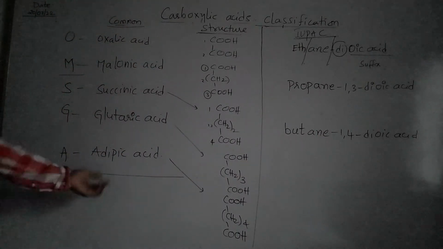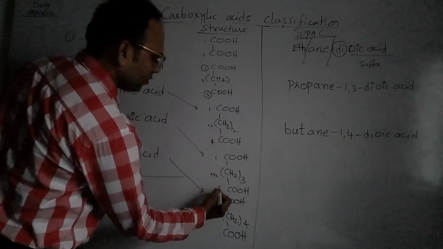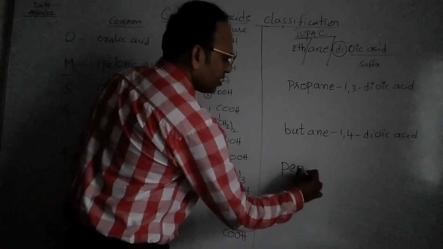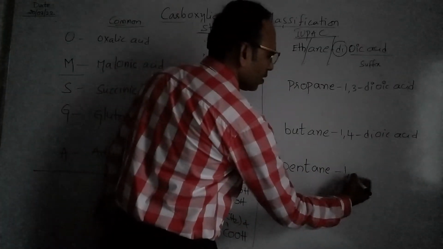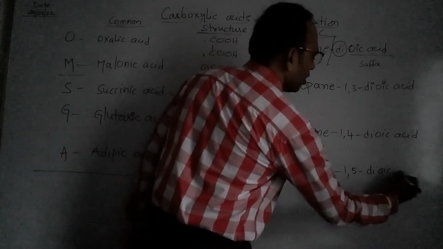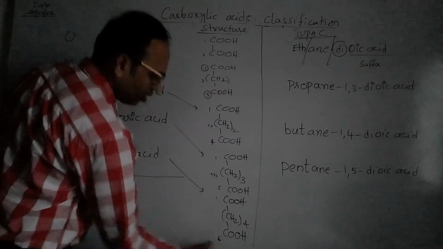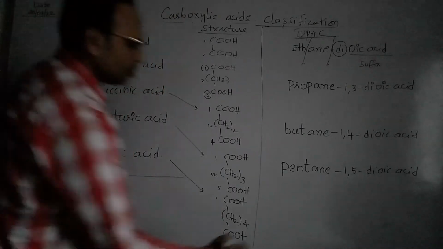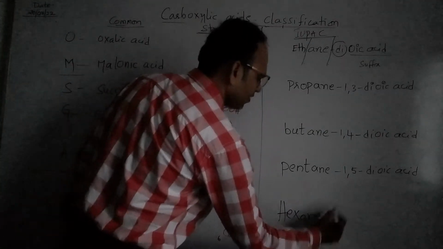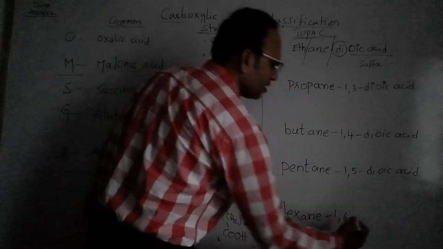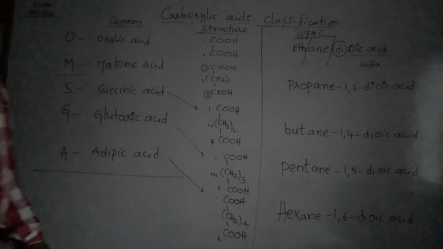Now the name for glutaric acid. So 1, 2, 3, 4 and 5. 1, 5. Root word is pent because 5 carbons. Ane suffix. 1,5-dioic acid. Now the last one is adipic acid. Root word is hex because 6 carbons are there. Suffix ane. 1, 6 is the position. Dioic acid is the suffix.